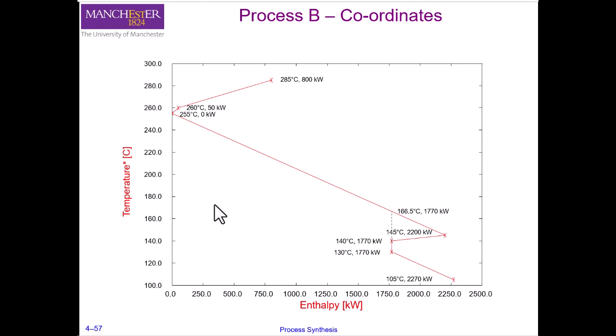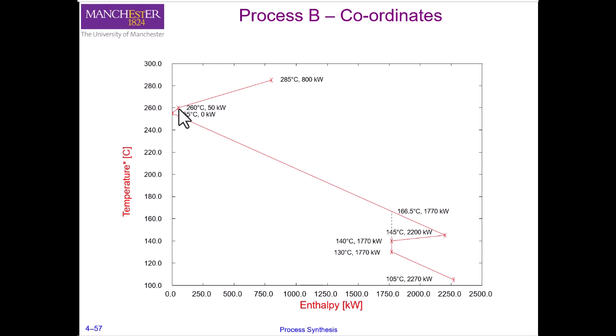We now move to process B, and again we put on the coordinates representing the change in slope on the grand composite curve. And again we recognize the existence of the pocket here, and we may have to interpolate in terms of the temperatures if the pocket doesn't happen to coincide with the change in the slope. In this particular case, we have two cold streams above the pinch.